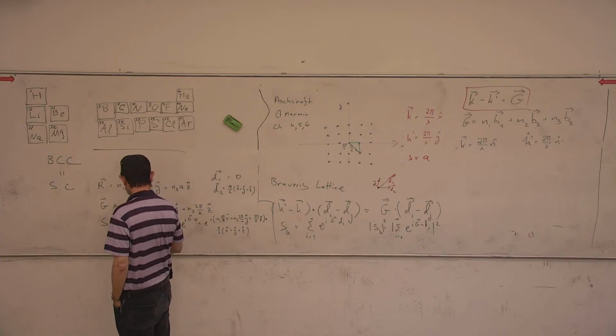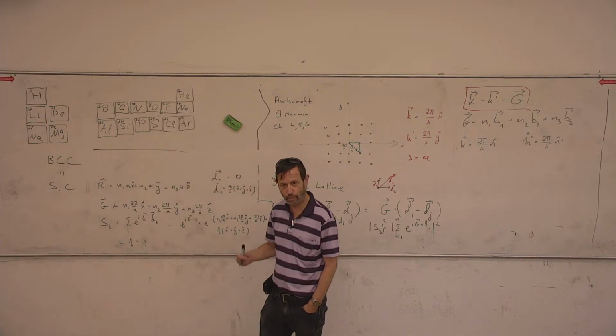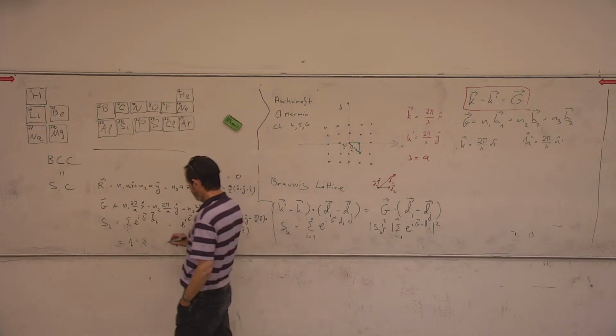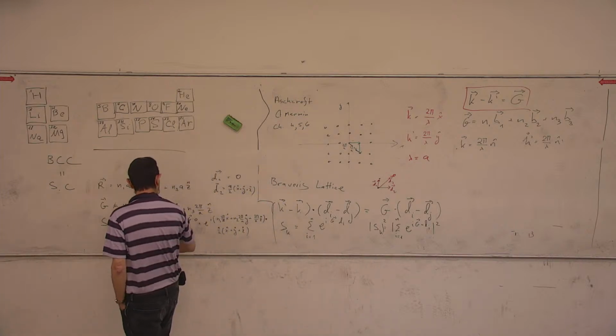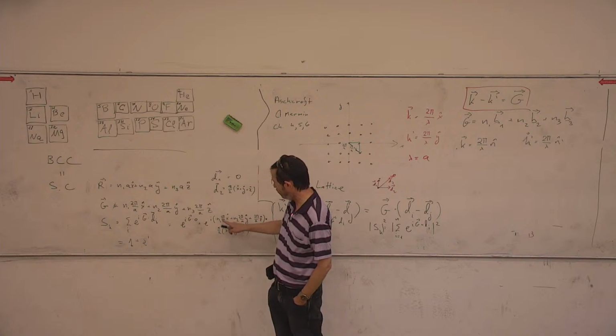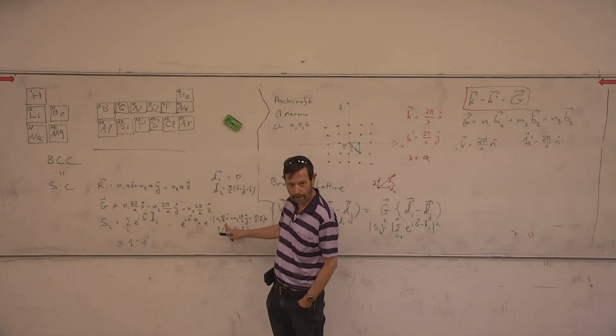Minus 1 to the power n1 plus n2 plus n3. Okay, right. I'll do it in 2 steps for whoever needs it. So first of all, they are a over 2 times 2 pi over a. So I'm left just with a pi.